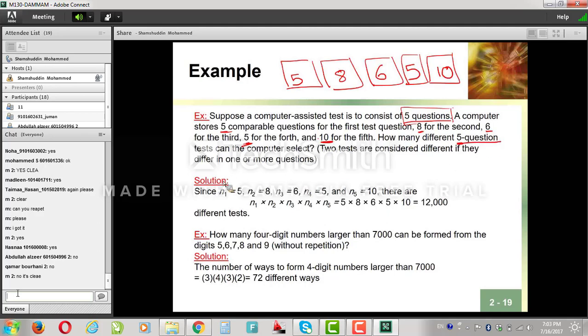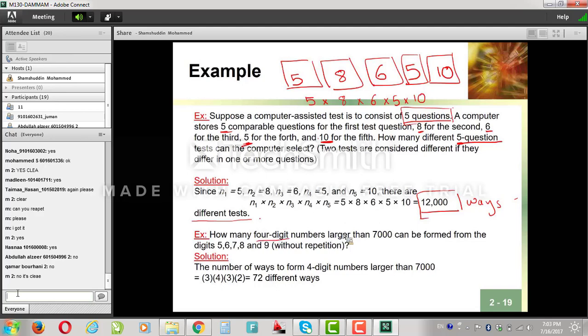How many different 5 question tests can the computer select? So I have 5 question options for each one question. Of course, it is a multiplication: 5 multiplied by 8. If I choose them, one integer, multiply the other one, multiply the result, so here you will get 12,000 options. In case 2, I will cancel different ways to do it, the questions I'm going to cancel. I remain with how many tests?